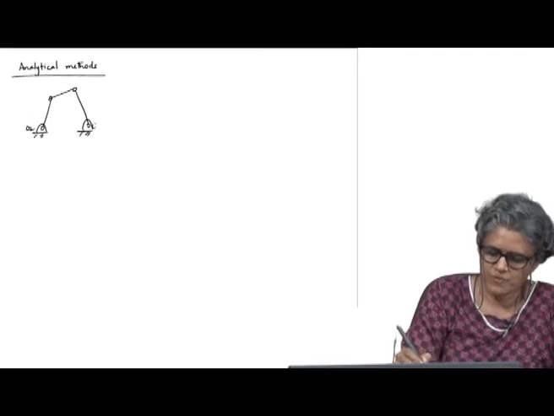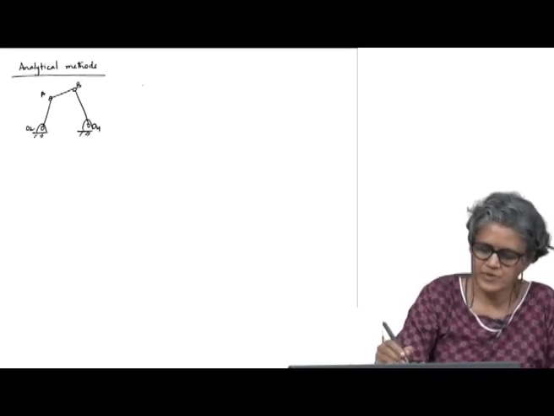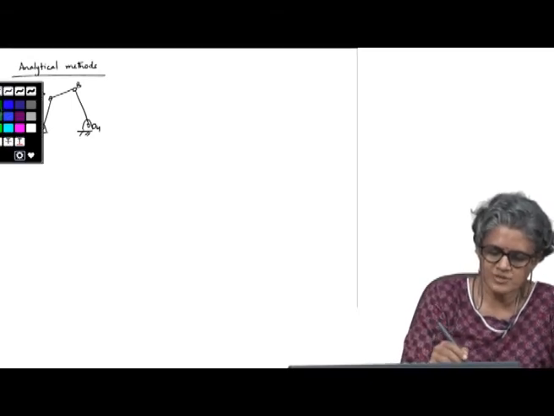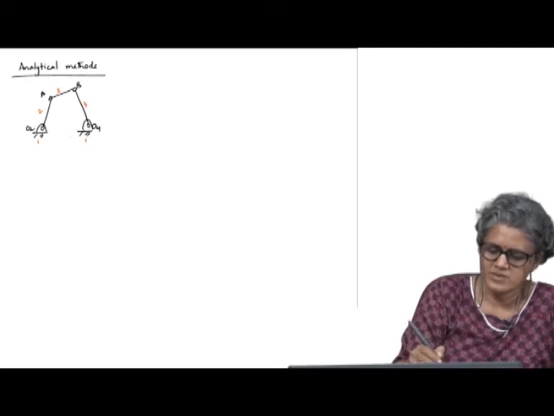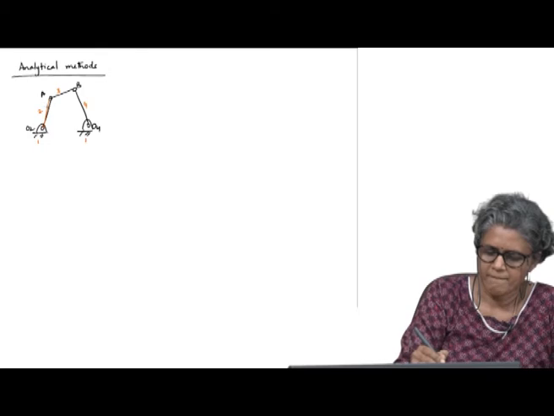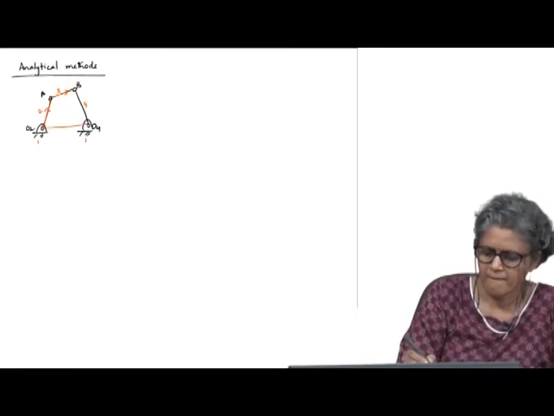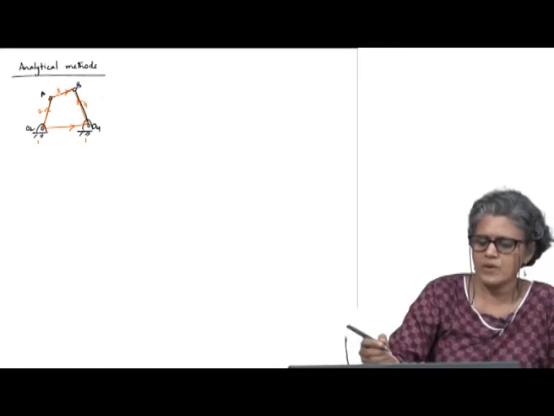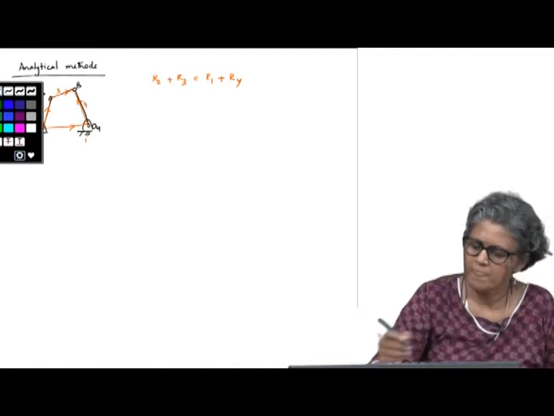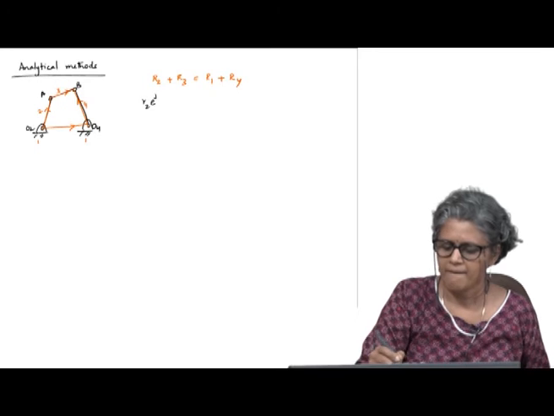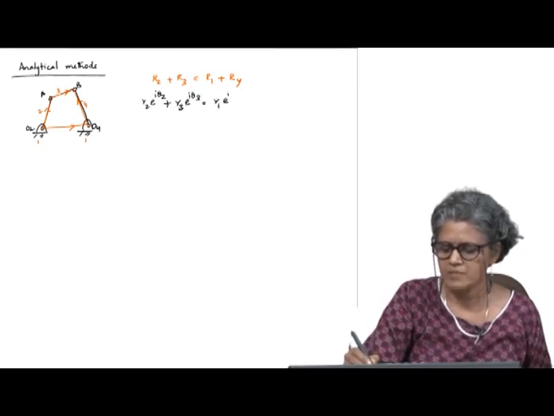So, I have O2, O4, AB. Here, our old friend the 4 bar. So, we do the loop closure. Okay. So, I have R2 plus R3 equal to R1 plus R4. So, I have R2 e power i theta 2 plus R3 e power i theta 3 equals R1 e power i theta 1 plus R4 e power i theta 4.